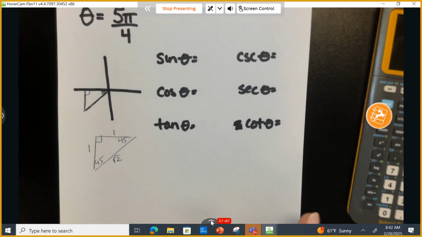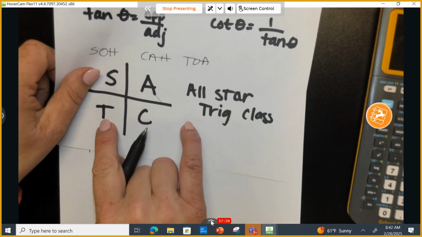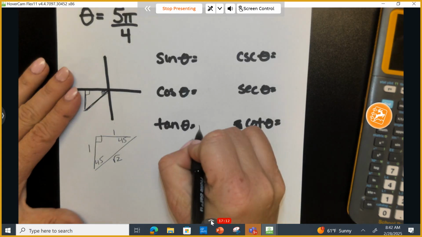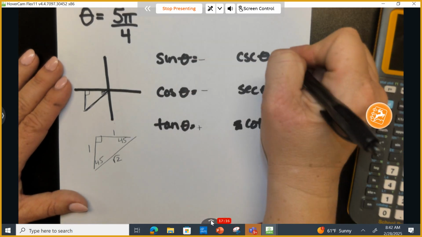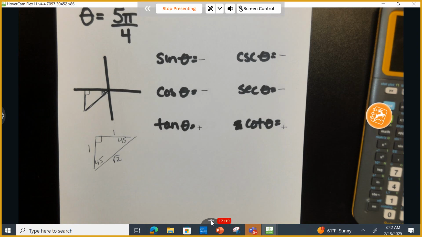Now we just landed in quadrant 3. Quadrant 3, we can see only the tangents are positive. So tangent and its reciprocal are positive. Everything else gets a negative.